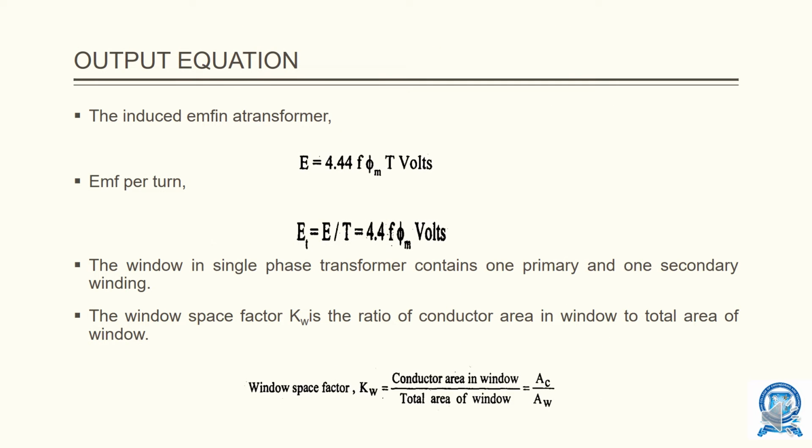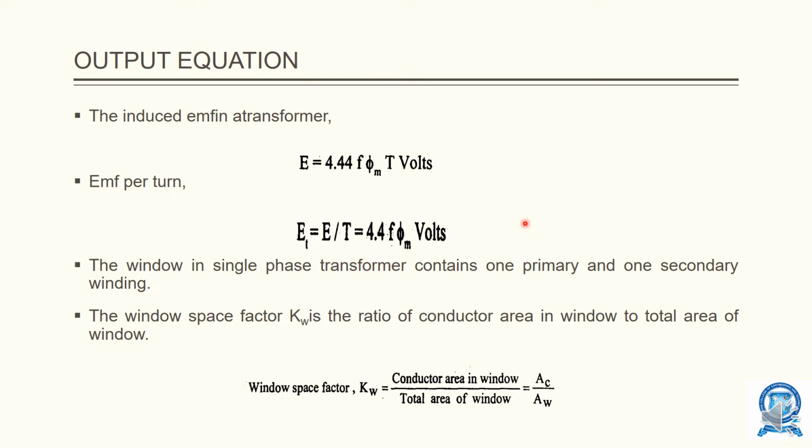So the output equation. The induced EMF of a transformer is given by E is equal to 4.44 f phi_m T volts. The EMF per turn is given by Et is equal to E by T. Therefore, Et is equal to 4.44 f phi_m. This T gets cancelled. The window in a single phase transformer contains one primary and one secondary winding.